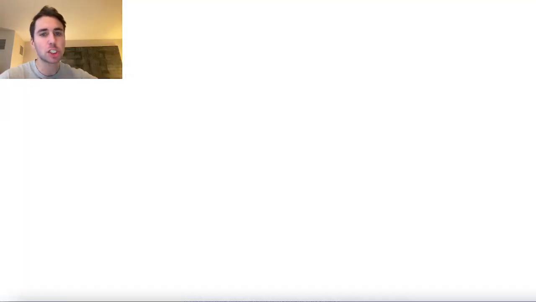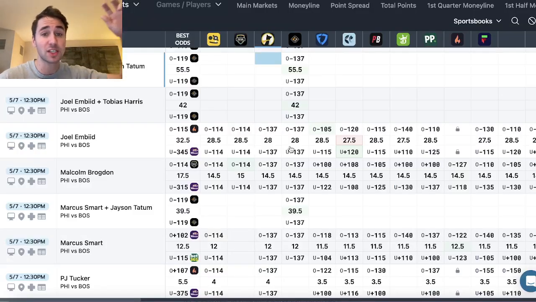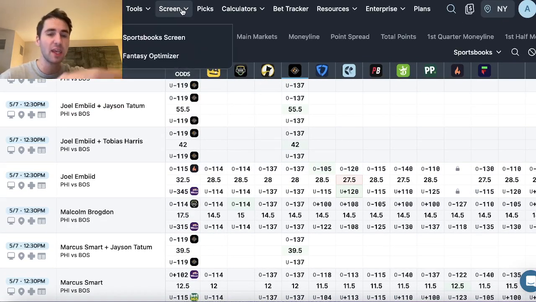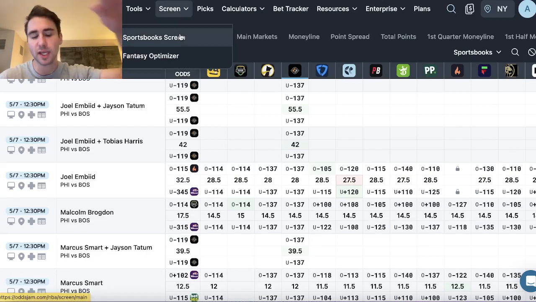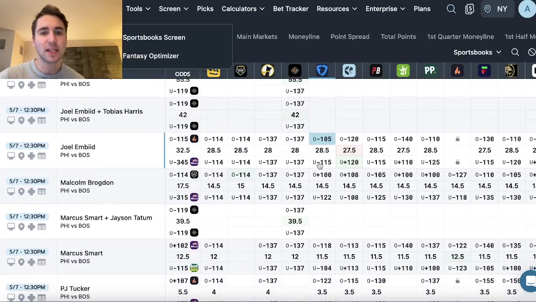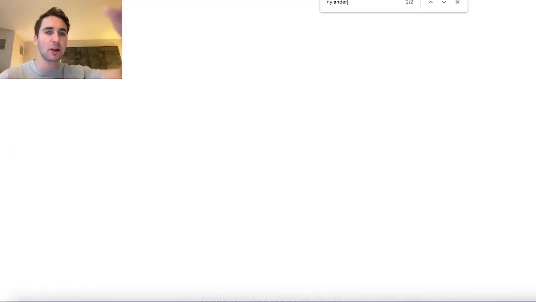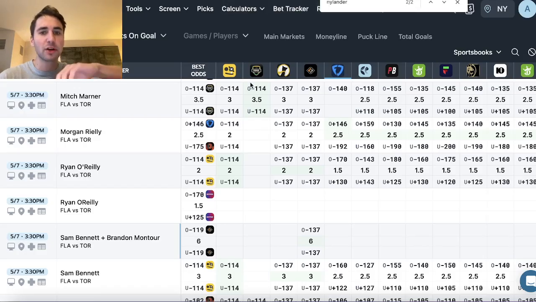I'm finding a bunch of sharp player props, so without further ado, let's get into it. Most of my plays for this video I'm finding on what's called the sportsbook screen. So you can see it right here. Basically, this tool allows you to look at any market you want. Here we're looking at NBA player points. We're also going to look at NHL player shots on goal.